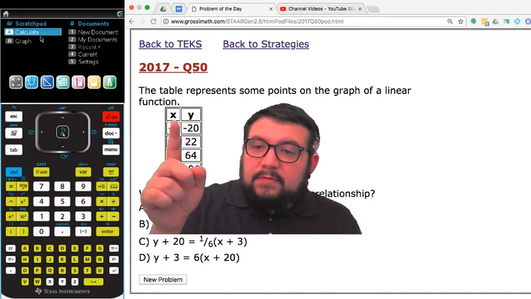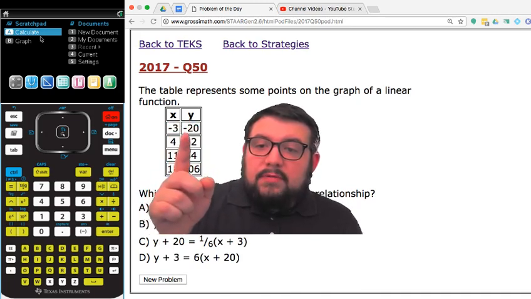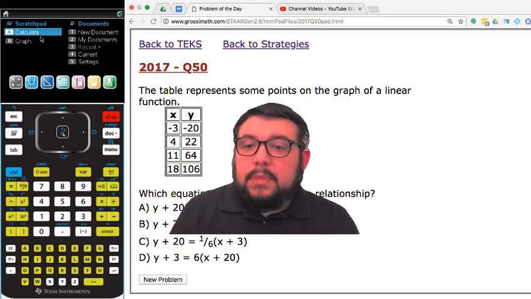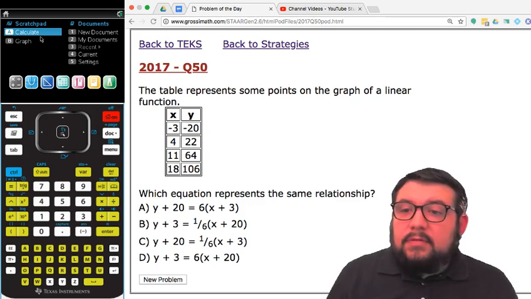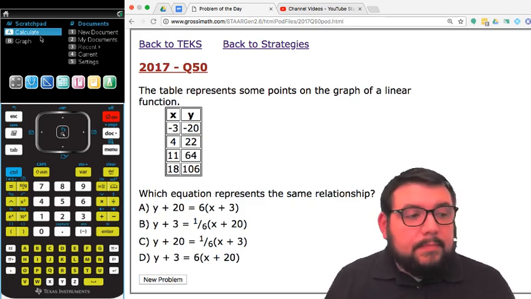And it's very convenient for us that there are already x's and y's, and that we can put in a -3 and see if a -20 comes out. We can put in a 4 and see if a 22 comes out. Another thing that's convenient for us is that we have our TI-Nspire Calculator ready, so we don't have to do all the calculations by hand. This is very useful if you're on a timed test like the Algebra STAAR.